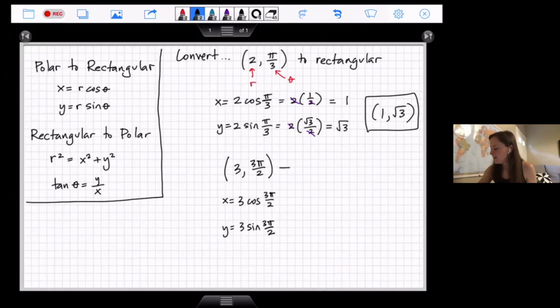So I'm going to think about that point 3 comma 3 pi over 2. Okay, so 3 pi over 2 is the angle that wraps around and brings me down to the bottom. And if I'm going 3 tick marks in that direction in polar coordinates, I can just look at that and say, I know what the rectangular coordinates are for that. That's just the point 0, -3.